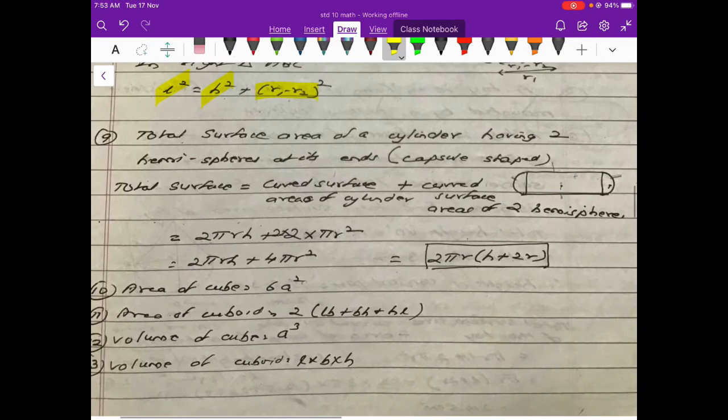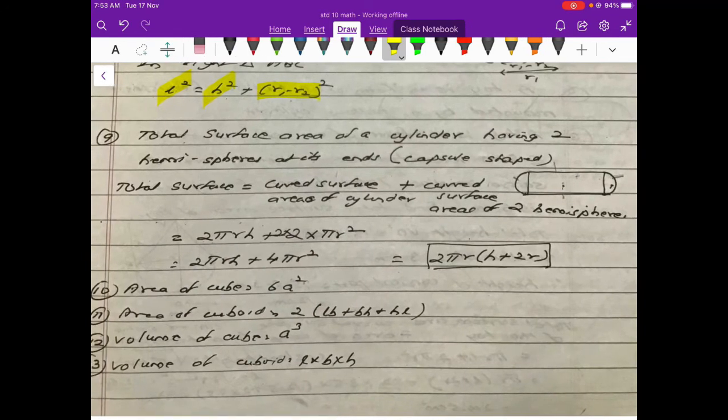Then comes the total surface area of a cylinder having two hemispherical ends, it is just like a capsule shape. So the total surface area will be the curved surface area of the cylinder plus the curved surface area of the two hemispheres. There are two hemispheres, one top and one bottom. So this will be simplified and written as 2 pi r h plus 4 pi r square, or 2 pi r into (h plus 2r).